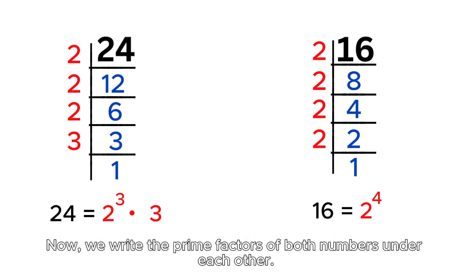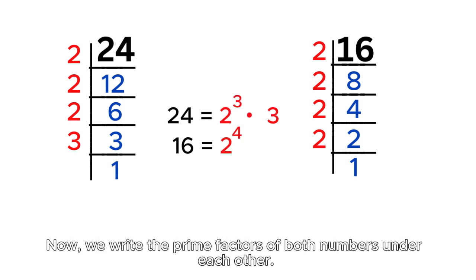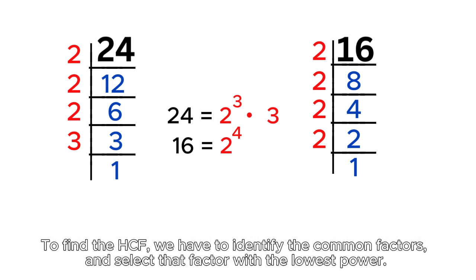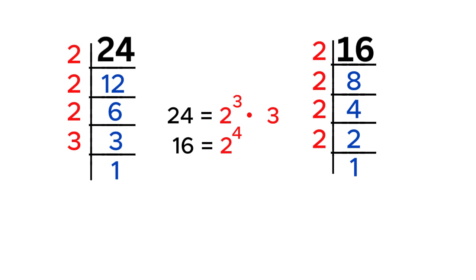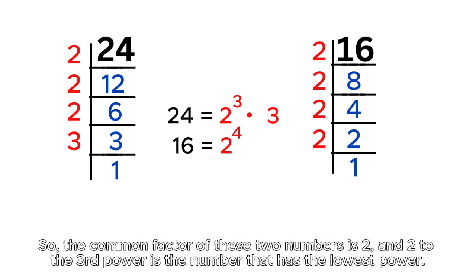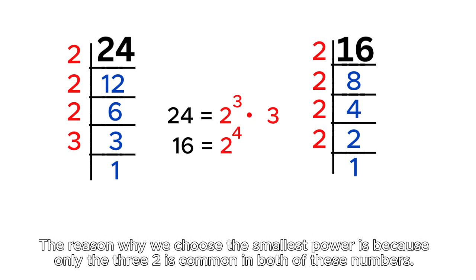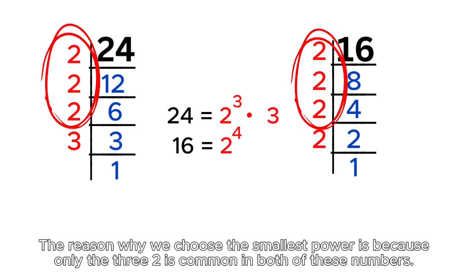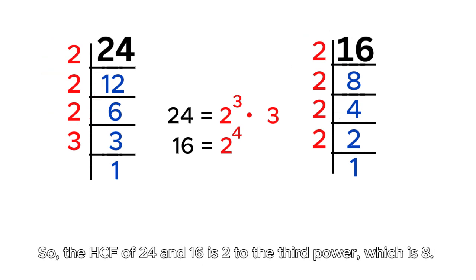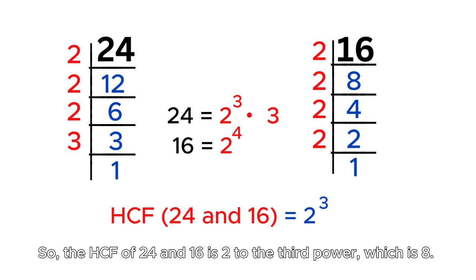Now, we write the prime factors of both numbers under each other. To find the HCF, we have to identify the common factors and select the factor with the lowest power. So the common factor of these 2 numbers is 2, and 2 to the third power is the one that has the lowest power. The reason why we choose the smallest power is because only the 2 is common in both of these numbers. So the HCF of 24 and 16 is 2 to the third power, which is 8.